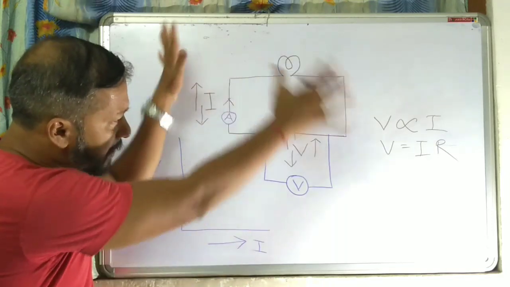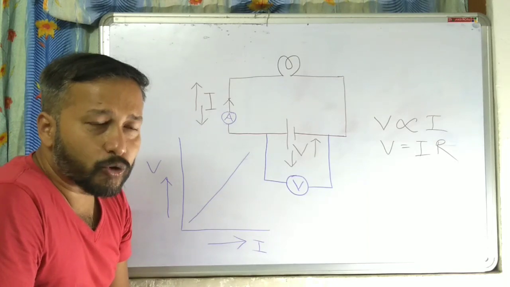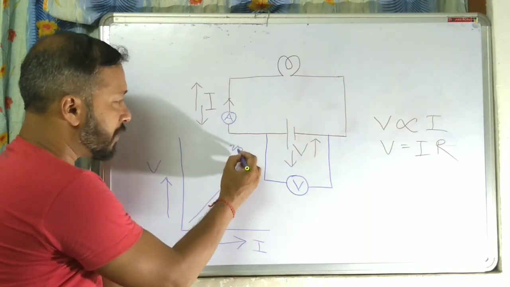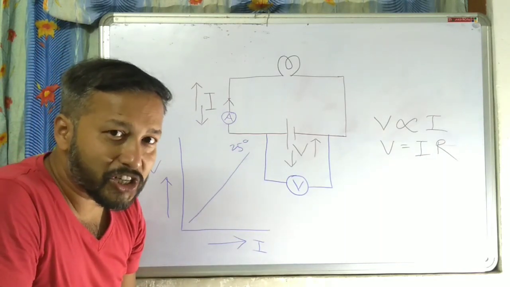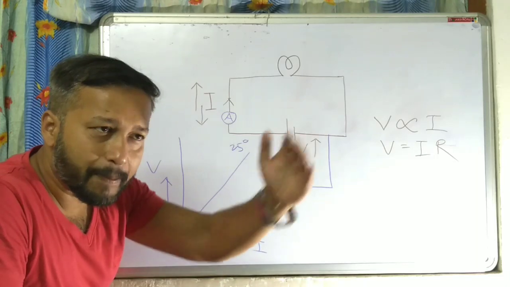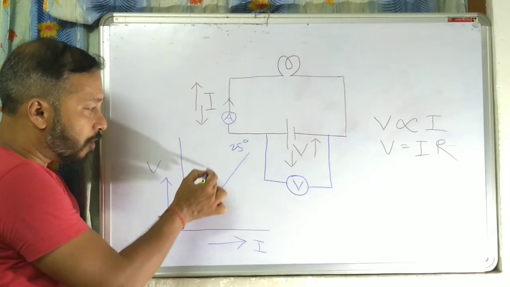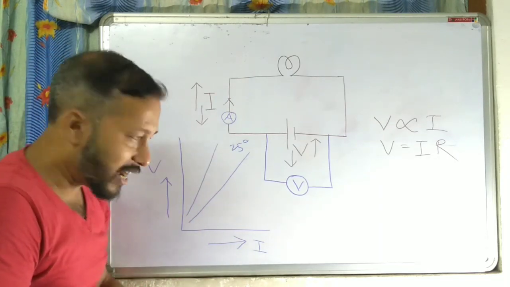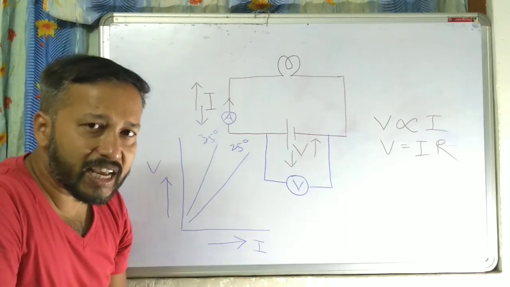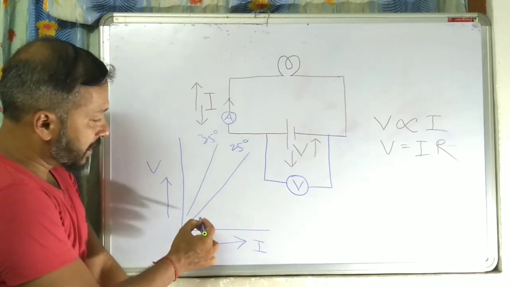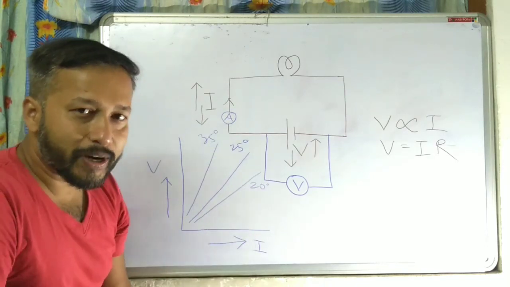Say the room temperature is 25 degrees. So at 25 degrees, you are getting this straight line. But if you increase the temperature, say from 25 to 35 degrees, at 35 degrees you will get a graph this way, a little to this side. Say it is 35 degrees. If the temperature is less, say 20 degrees, then you will get your graph this way, 20 degrees. Understood? So it depends on temperature.